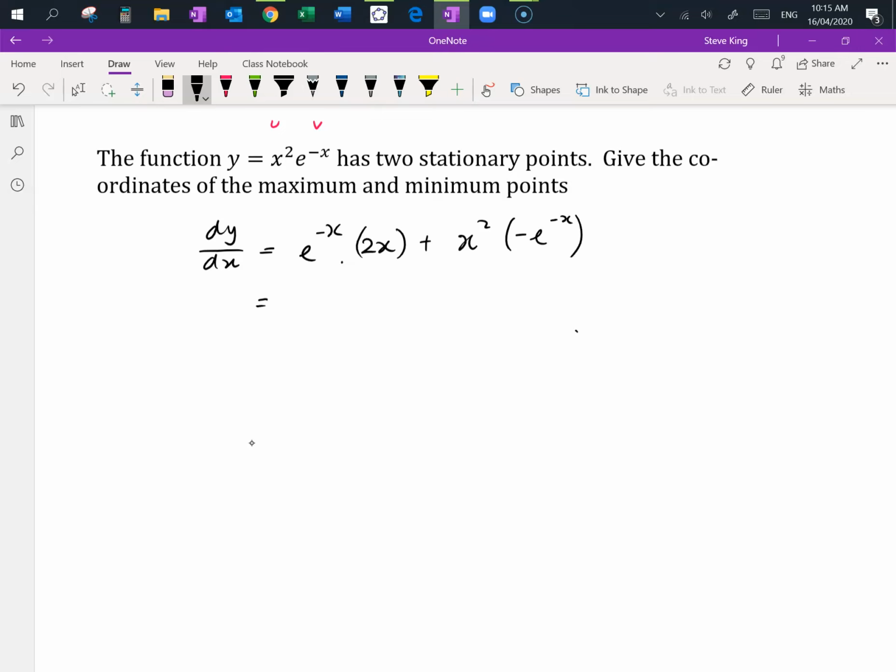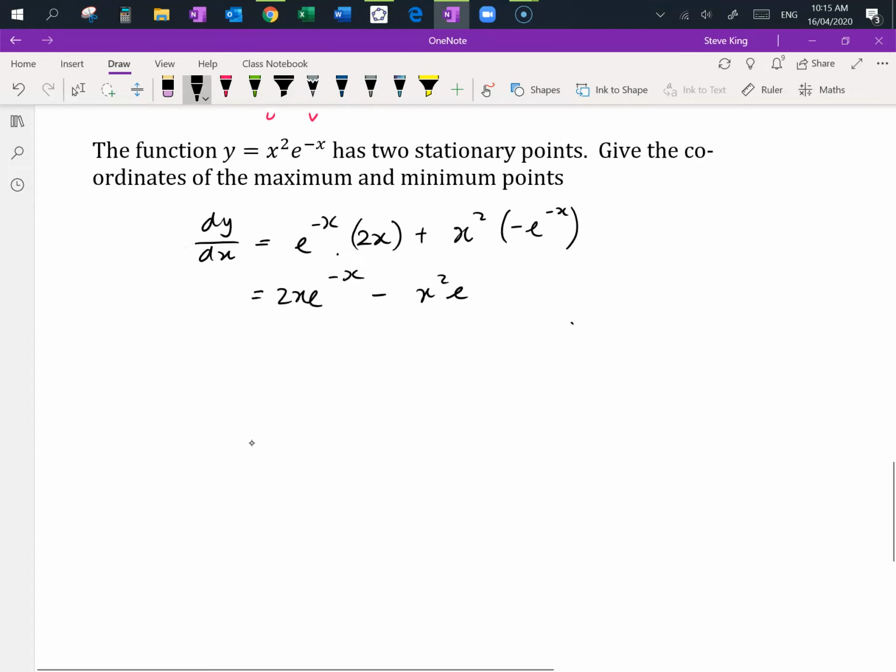And so when I tidy all of that up, I'm going to have something like this: 2x times e to the minus x, plus x squared e to the, it's not plus, is it? It's going to be minus, minus x squared e to the minus x. And of course I can factorize that by taking out 2x, no, I can't take out 2x, I'm going to take out 1x, x times e to the minus x, and then I'm going to be left with 2 minus x.